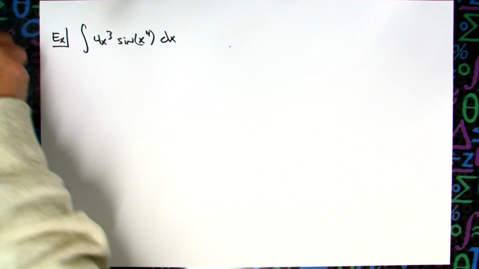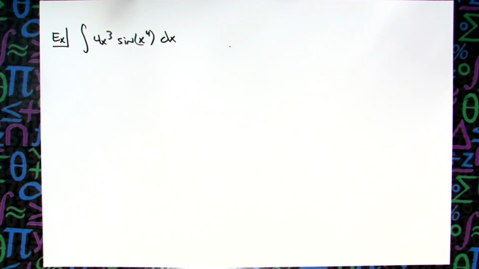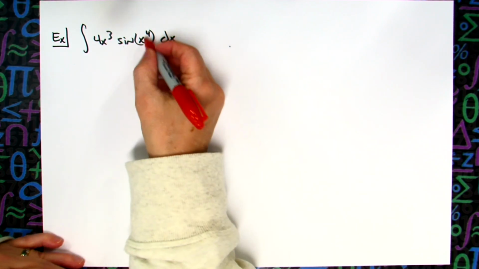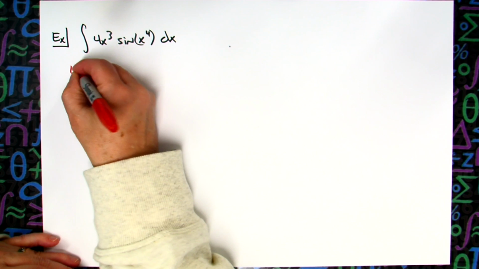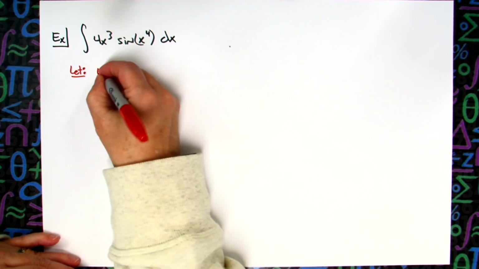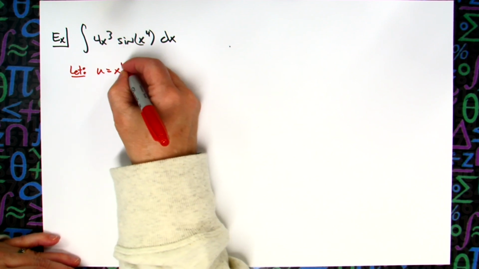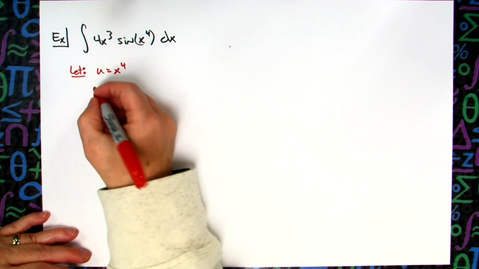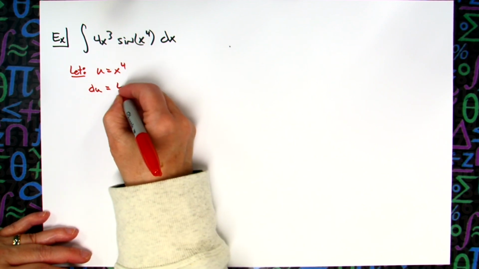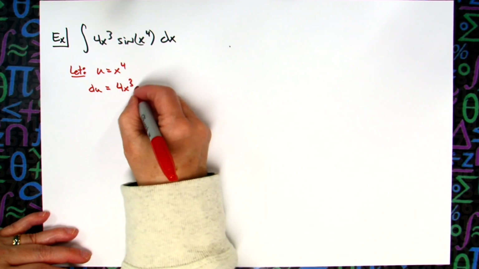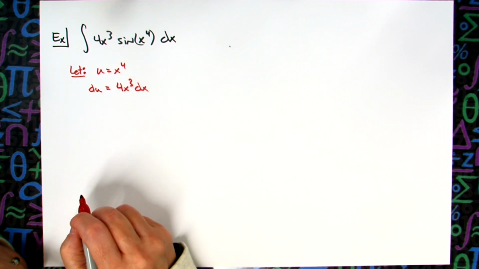Where's the inside-most part of the function? X to the fourth. It's the inside part of the trig function. Okay, so that's what we're going to let our u be. All right, so we're going to let u be x to the fourth. I'm going to take the derivative of both sides. du is equal to, derivative over here will be a 4x to the third, and you can't forget the dx.